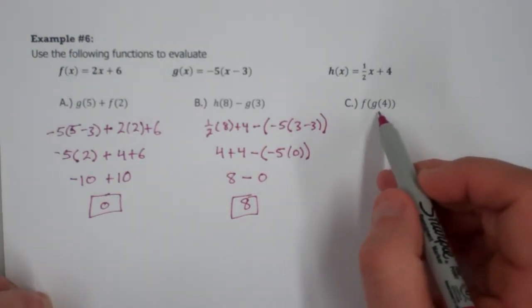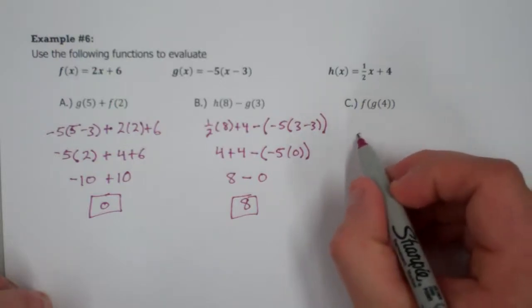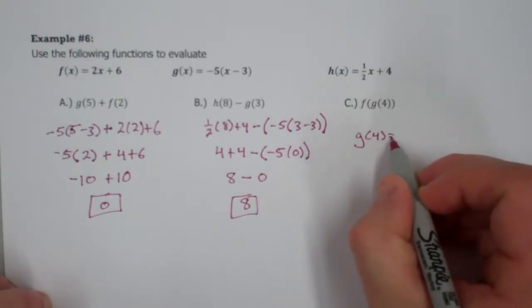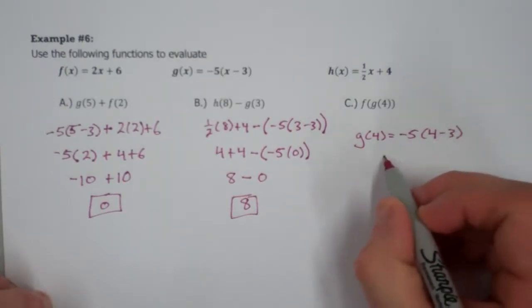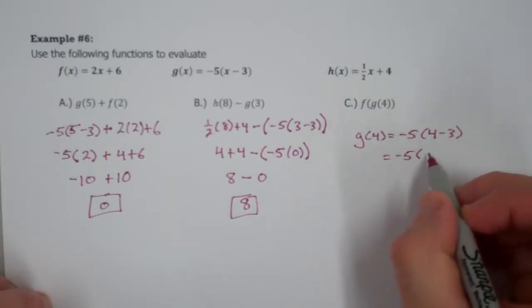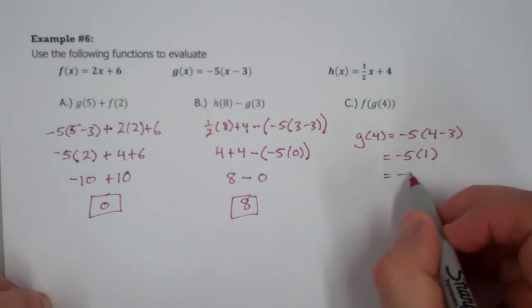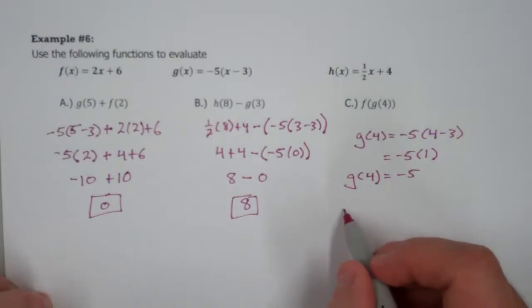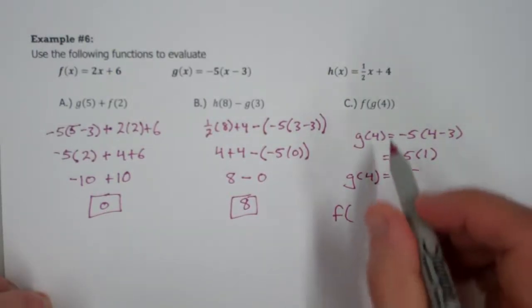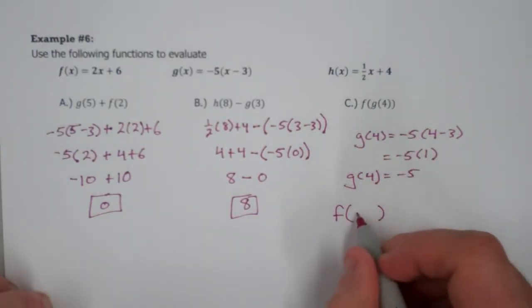This one's a little tricky. First, we want to figure out what g at 4 is. So let's see if we can figure that out. That's negative 5 times x, which is 4, minus 3. So we got 4 minus 3 is 1, and that's negative 5. And now what we want to do is we want to take f and evaluate it at what g of 4 is. So that's negative 5.